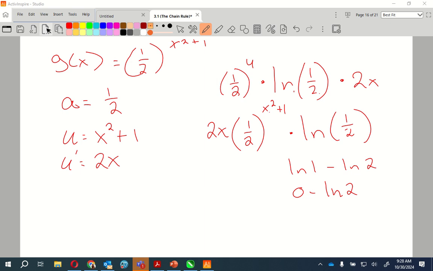So I'm going to rewrite this now. And where's that negative going to go? It goes way out front, doesn't it? Okay, because it's going to be times negative ln2. That's going to move it all the way out front. So I get a negative 2x times 1/2 to the x squared plus 1 times ln of 2.